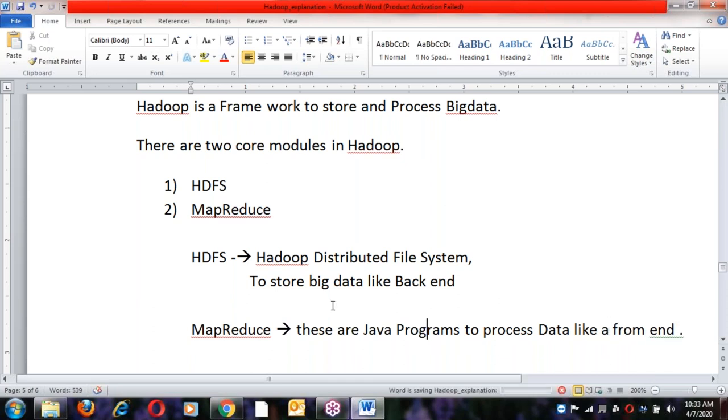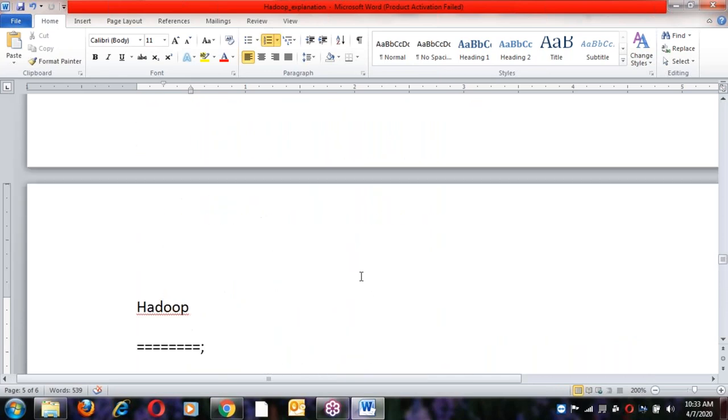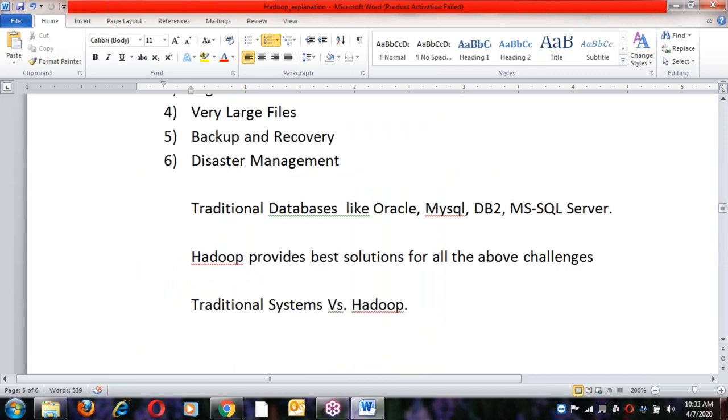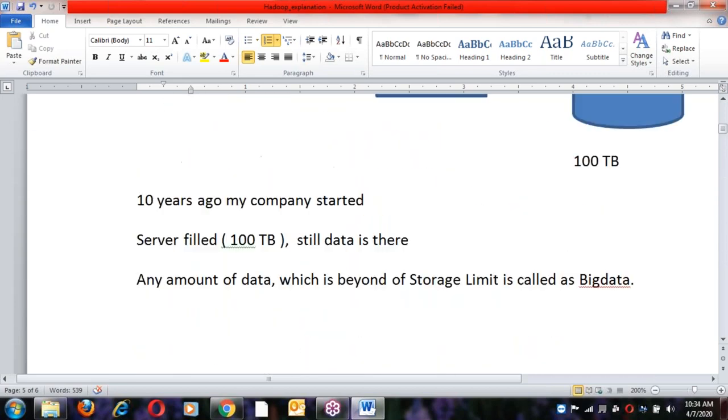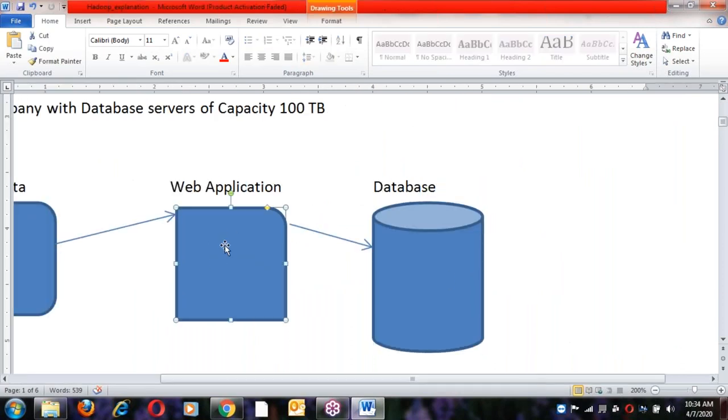Clear? This is HDFS and MapReduce. For any application, there is a front end and a back end. Suppose this is the database, the back end, and this is the front end application taking data and storing it in the database. The application used for data processing, maybe Java programs, will be storing and reading data, so these are to process data, and this is to store the data. That's the difference.